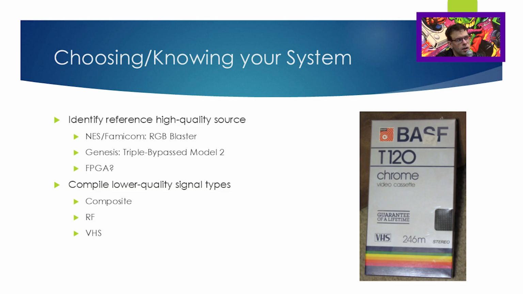And once you got your ground truth source picked out, you got to do your other types. I've used, like I said, composite, RF, even VHS. I still have a working VHS player that I put stuff on and get it back.